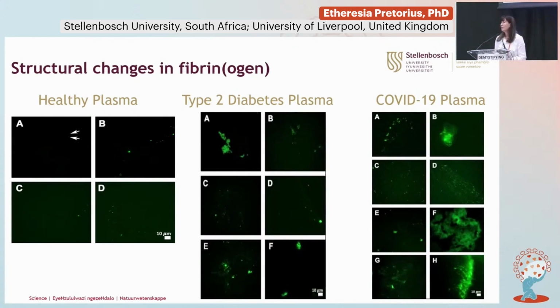Type 2 diabetes, we know they have inflammatory nature, and we also know many people suffering from type 2 diabetes have got a higher propensity to clot and form clots. We know deep vein thrombosis is very well known in this disease.